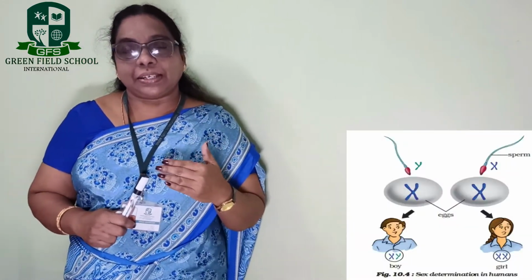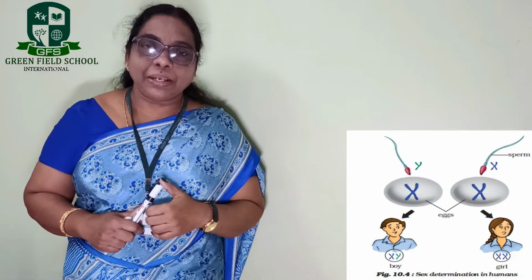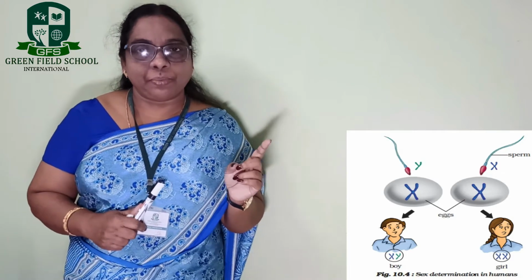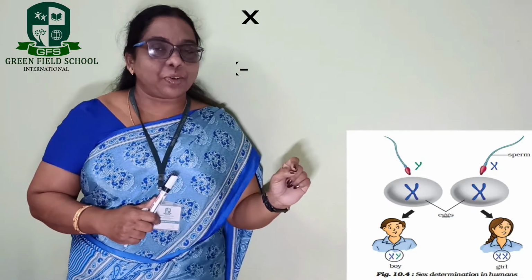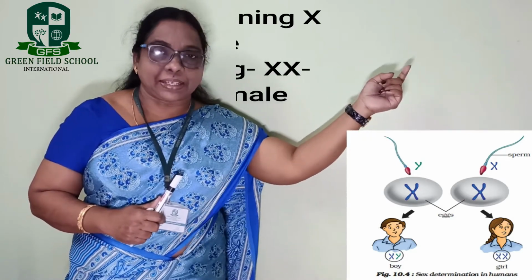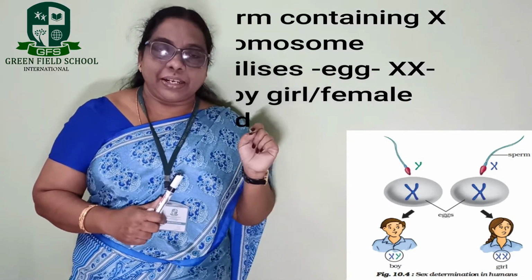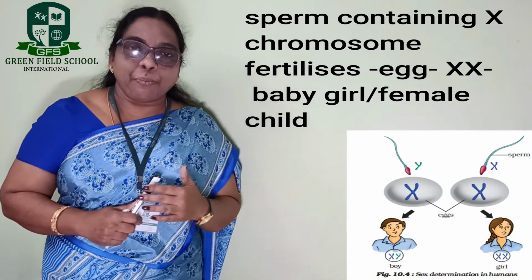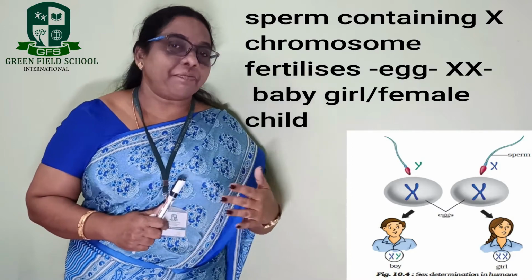Look at this particular picture. The unfertilized egg already has an X chromosome. Then from the father, if the sperm contributes an X chromosome, then with this X chromosome the resultant product is X and X, and the newborn baby is a baby girl, a girl baby, or female.